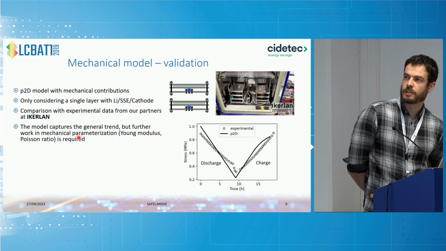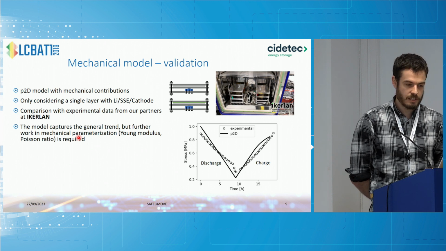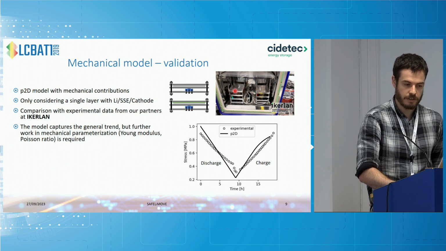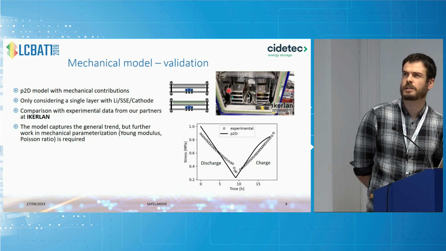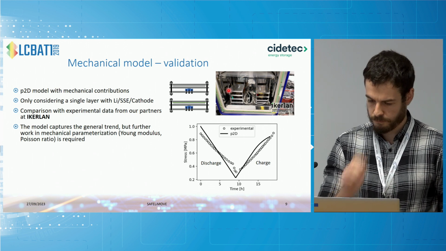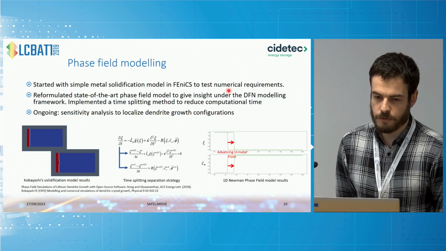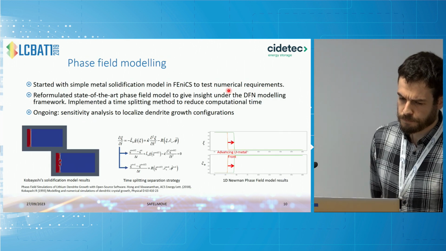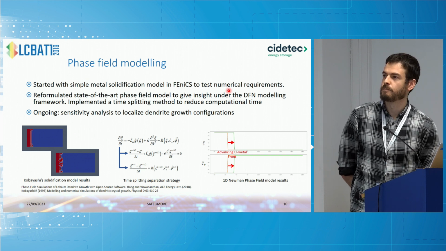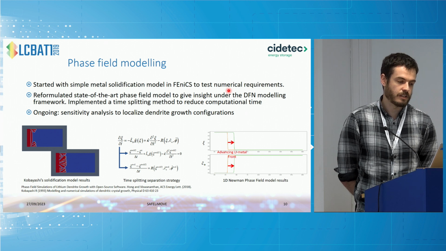And I should also mention that this is right now a model for only a monolayer cell, whereas they are cycling a 1 ampere hour cell, which has, if I'm not mistaken, 6 cathodes and 7 anodes. The last part we're also working on is some phase field modeling to simulate both the advance of the lithium metal interface and, if we can, the dendrite formation.